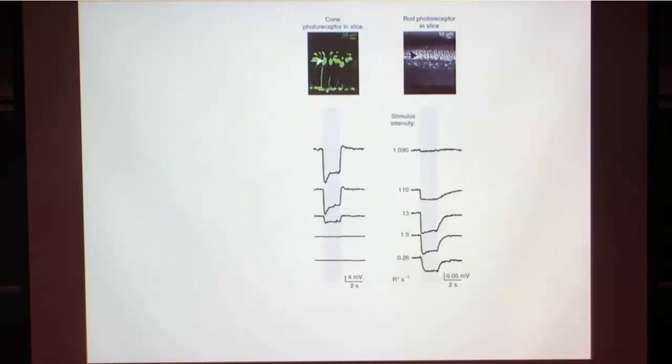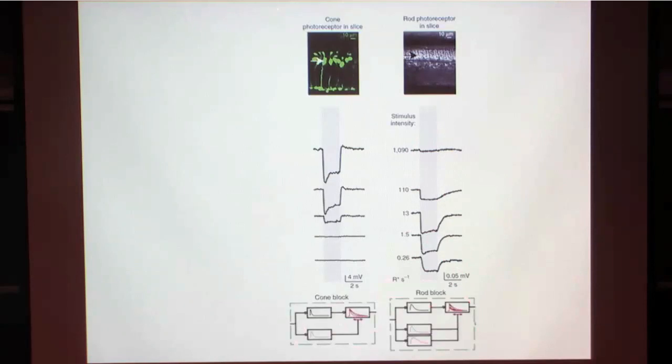So this relates to your question about slice and not slice. These are measurements of cones, and you put a step of light with a given contrast, and you increase the background light level. So at night, the cones are not functional. In the day, they're functional. This is for rods. So rods work at night, they don't work in the day. And you can generalize our model a little bit to fit the rods. Now, this is in slice.